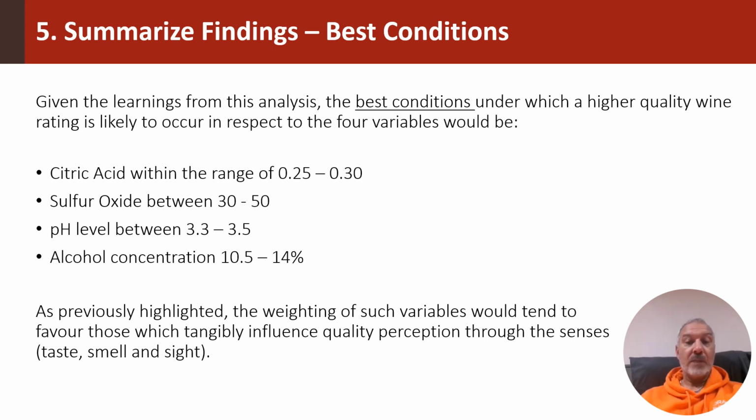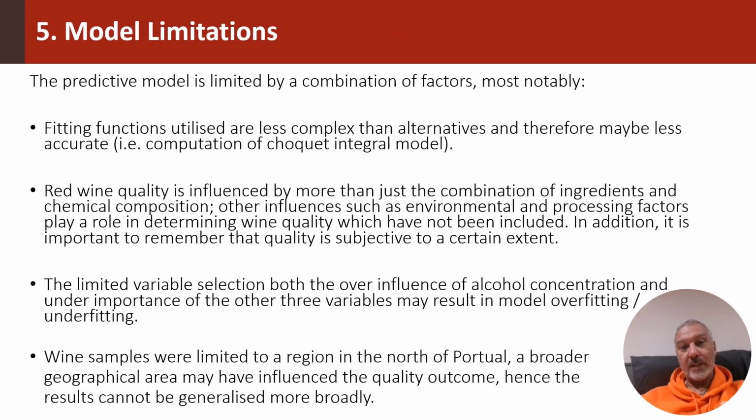These last 2 variables are the most tangible in terms of quality as they directly impact the senses: taste, smell, and sight. There are a number of limitations in the model, particularly as the weights were highly skewed towards one variable, which could result in over or underfitting. Not to mention that the data variables themselves were limited, and there are a number of other external factors in wine production not considered in the model or the end quality score.